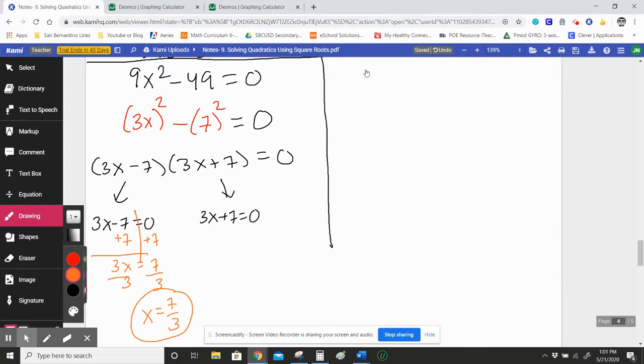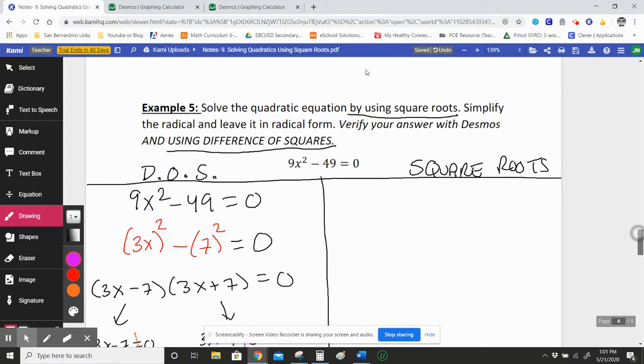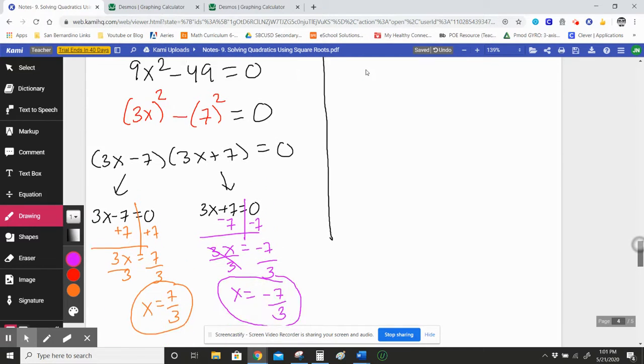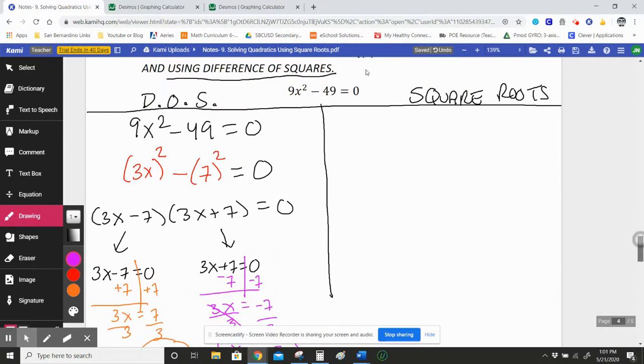Same thing for the other side. Let's use a different color. So subtract 7, subtract 7. I get 3x is equal to negative 7. Divide by 3, divide by 3. Same exact problem, it's just a negative this time. Negative 7 over 3. So we're done with this answer. We did it by factoring with the difference of squares and then using the zero product property. Now let's do the exact same problem by using square roots.